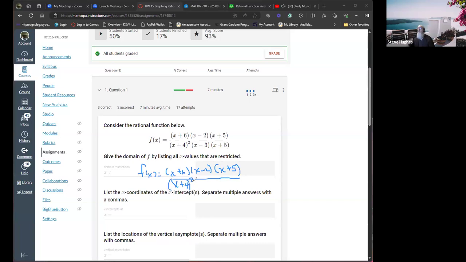Notice that the degree of the denominator is greater than the degree of the numerator. Everybody notice that? The degree of the numerator is x cubed. The degree of the denominator is x to the 4th. Therefore, we know that it has a horizontal asymptote at y equals 0. Okay, we know that.